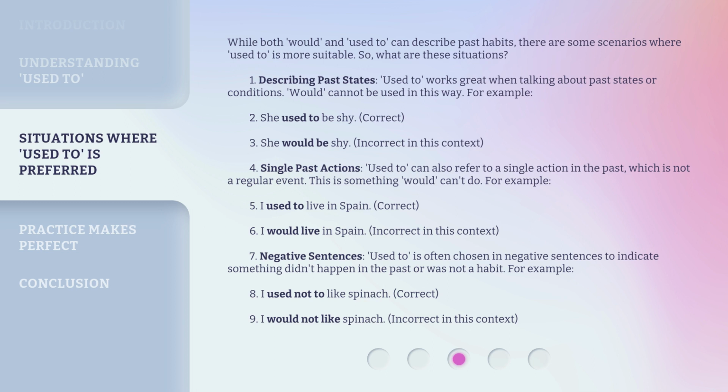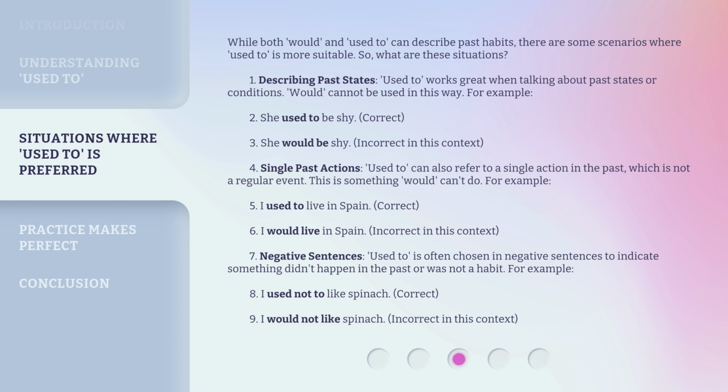4. Single past actions. Used to can also refer to a single action in the past, which is not a regular event. This is something would can't do. For example, 5. I used to live in Spain. Correct. 6. I would live in Spain. Incorrect in this context.